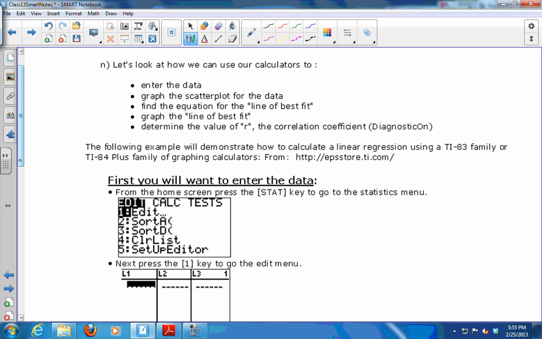Okay, so now we're going to see how to have our calculator do this for us. It's a 5-step process. We have to enter the data, look at the scatter plot, find the equation for the line of best fit, graph the line of best fit, and determine the R value, the correlation coefficient. So there are step-by-step directions there, and I'm going to walk you through it.